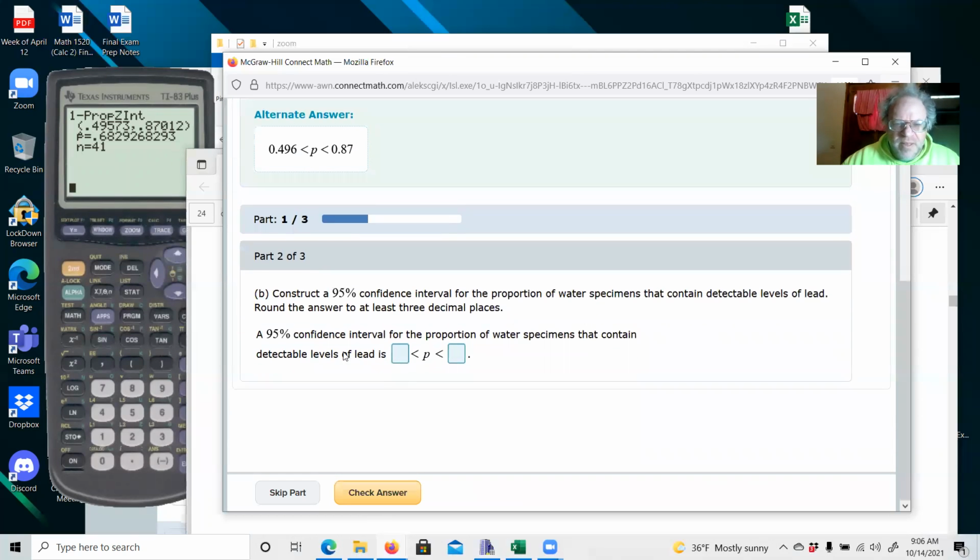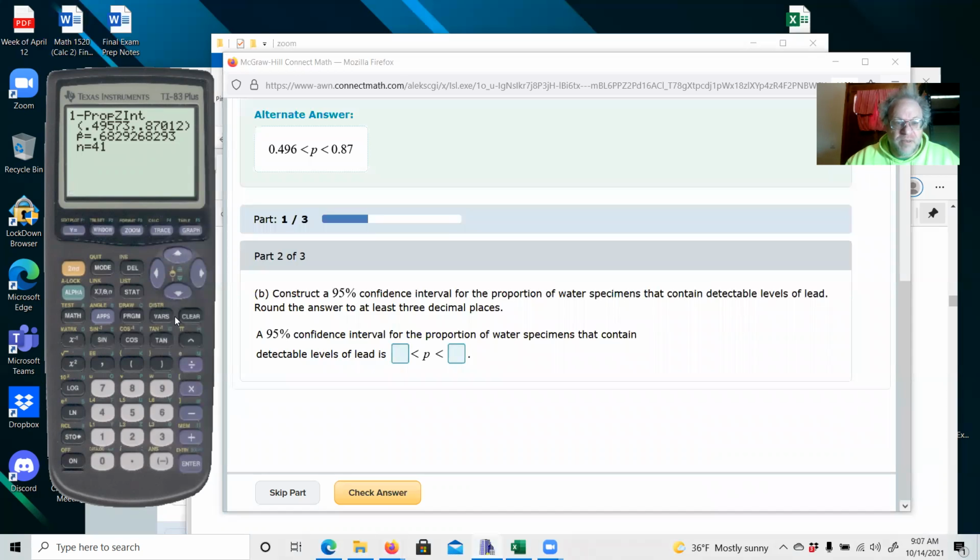Okay, construct a 95% confidence interval. So let's go through the same deal. So stat, tests.